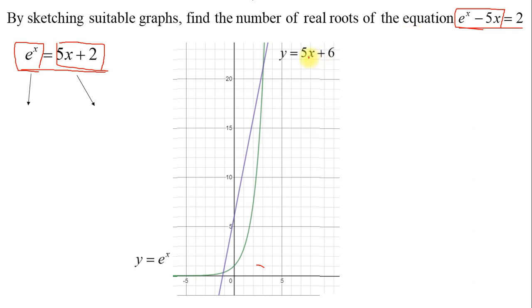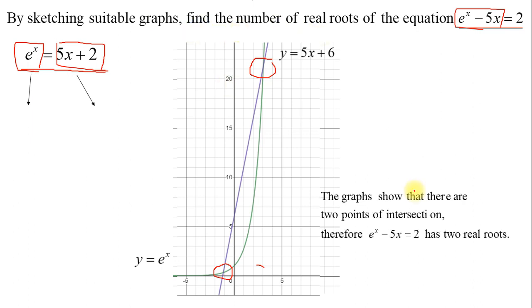Now can you see there are 2 points of intersection, 1 point here and 1 point here, right? So we can make a conclusion. Now there are 2 intersections. Since there are 2 points of intersection, therefore e power x minus 5x equals 0 has 2 real roots. There are 2 real roots.